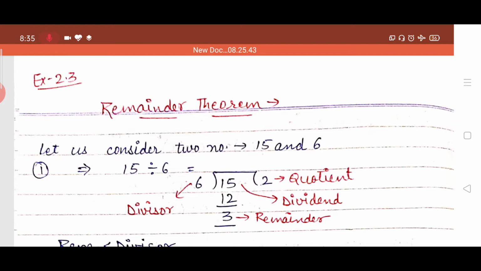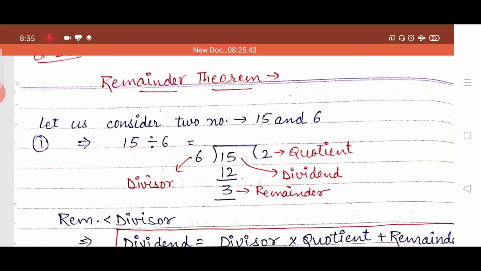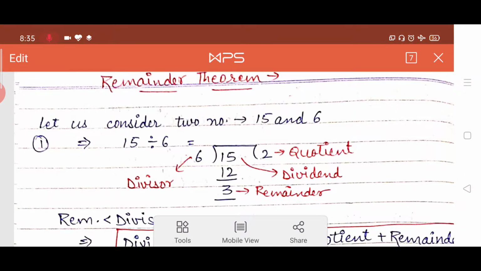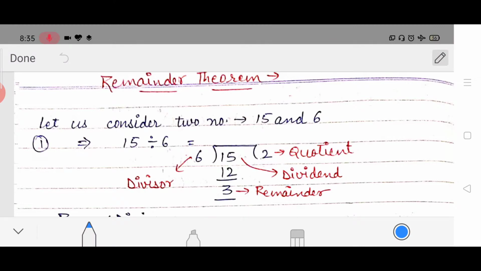For example, here we have taken two numbers, one is 15 and one is 6. If we divide 15 by 6, what will we get? We all know about the basic terms: quotient, divisor, dividend and remainder. 6 2s are 12, so we will get 12 and the remainder left is 3. Now because 3 is less than the divisor, we cannot divide it further.